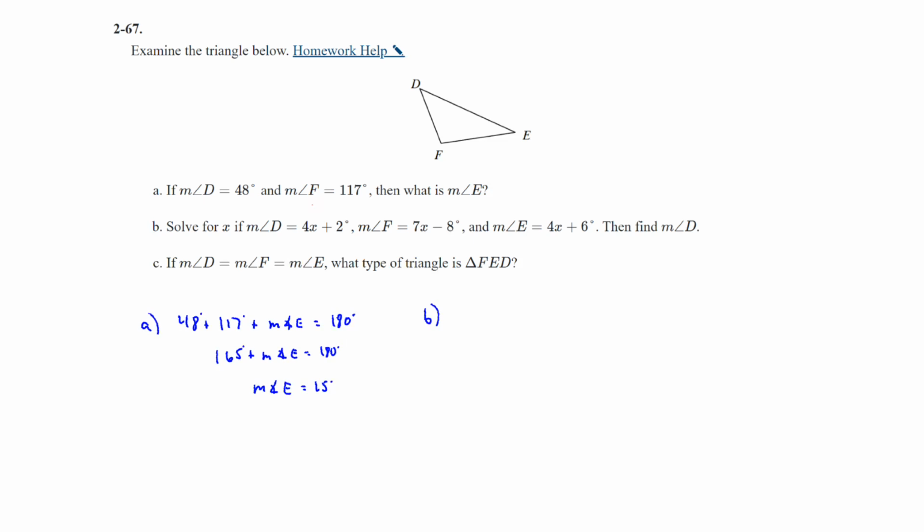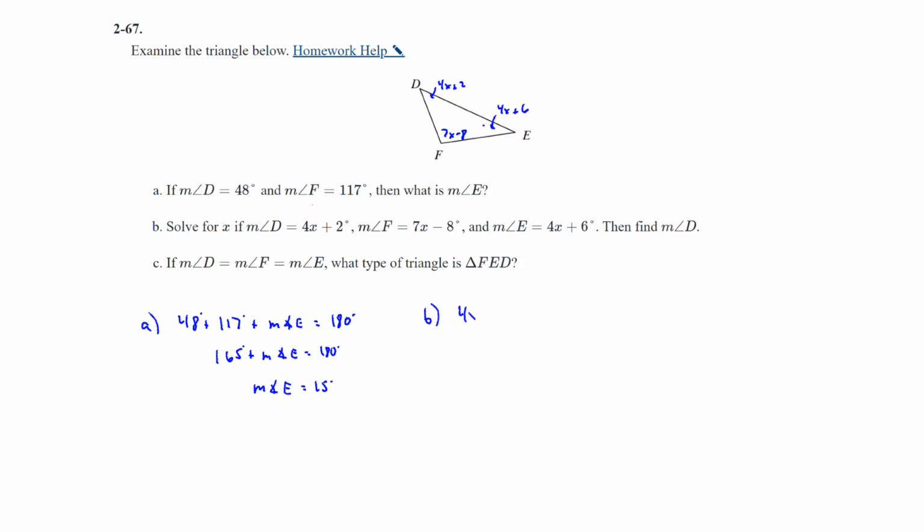On part B, solve for x if the measure of angle D is 4x plus 2, and the measure of angle F is 7x minus 8. So this measure right here we're saying is 4x plus 2, and the measure of F is 7x minus 8, and the measure of E is 4x plus 6. And then we can find the measure of angle D.